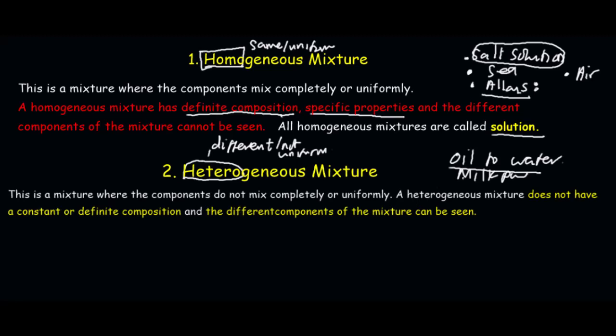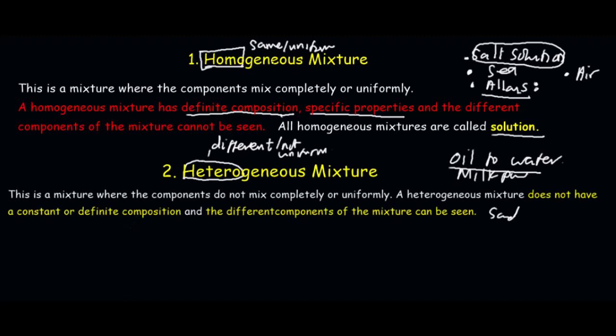Examples of heterogeneous mixtures: a solution of oil and water. Sand and water. We can also talk of gravel and water. All these are examples of heterogeneous mixtures.